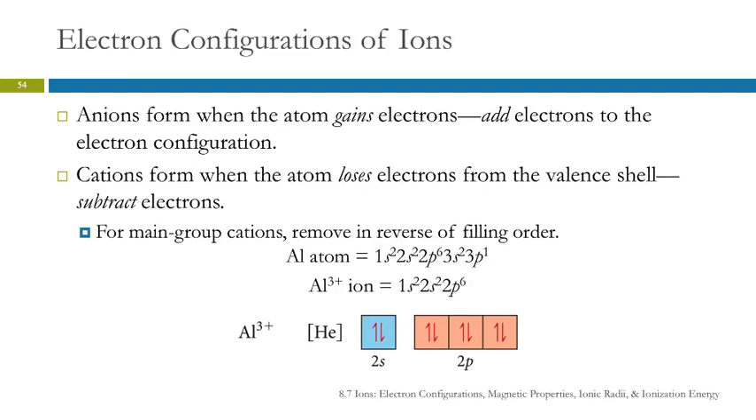So for the main group elements, we're going to remove electrons in the reverse order of filling. And so for aluminum, it fills 1s2, 2s2, 2p6, 3s2, 3p1. So removing electrons, we're first going to remove this last one. We're going to remove 3 of them because it's making a +3 ion. So I'm going to remove that one first, and then those. And so I'm left with 2s2, 2p6. So the main group ones follow the pattern nicely. The transition metals do not.